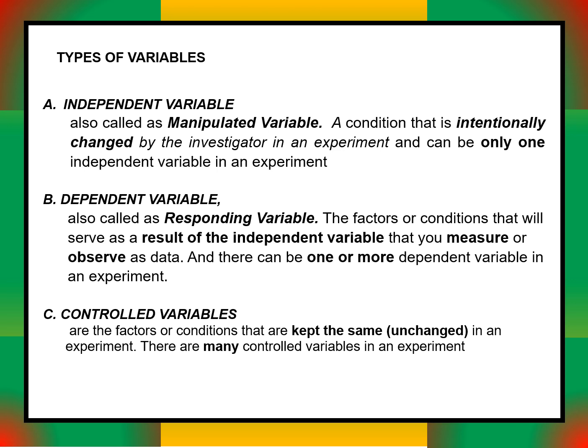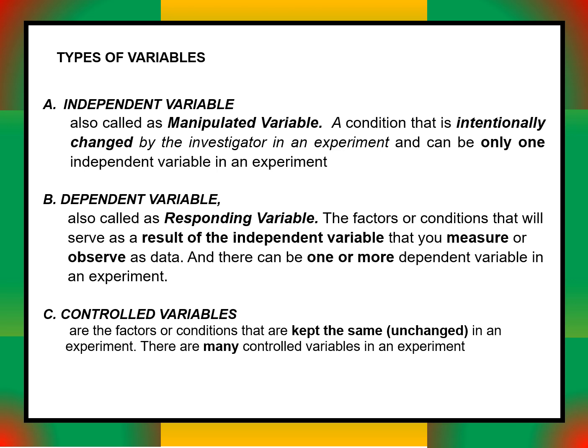Dependent variable, also called the responding variable. When we say responding variable, this is the result of what you did to the independent variable. This is the result. This is what we measure, the dependent variable, the responding variable. The effect of this independent variable, right? That you measure or observe as data. And there can be one or more dependent variables in an experiment, all right? But to make it precise and easy, only consider one dependent variable.